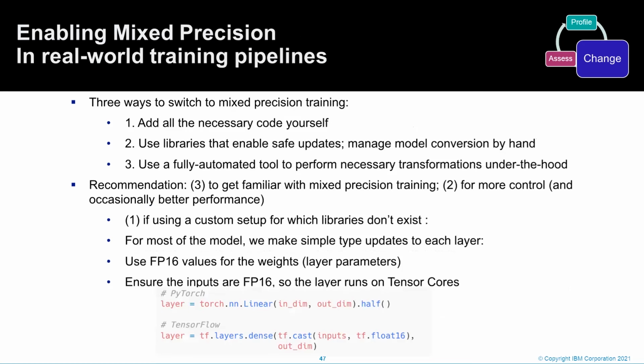So in the real world, there are 3 ways to switch to mixed precision training. You can do it by yourself in your code. It's not recommended. You can also use libraries that enable mixed precision by themselves. Or you can also use fully automated tools that are provided, for example, in Apex for PyTorch, that actually do the transformation in a quite smart way under the hood.